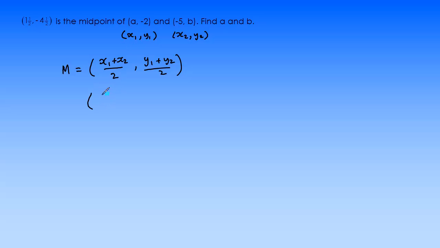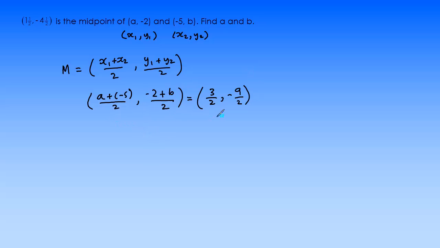So x1 is a, and then x2 is negative 5, and then this one here, y1 is negative 2, and then we've got y2 is b, and we know that that's going to be 1.5, which is 3 over 2, and negative 4.5, which is negative 9 over 2.